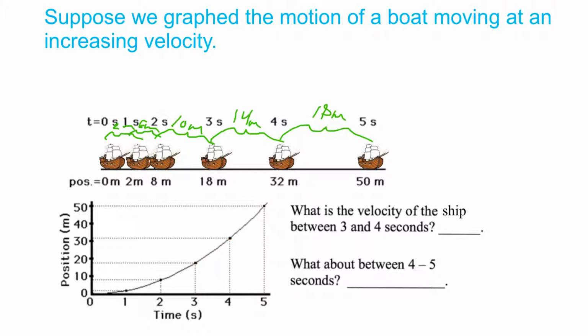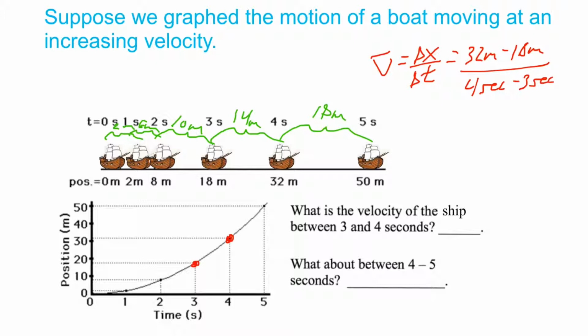Okay, well, all we have to do is plot the things that we know. We've got this point and this point, and we know that the position of the ship at 4 seconds is 32 meters. So let's write down our equation. The average velocity is equal to the displacement divided by the change in time. So we're going to have 32 meters minus our position at 3 seconds was 18 meters. And then our time was going to be 4 seconds minus 3 seconds.